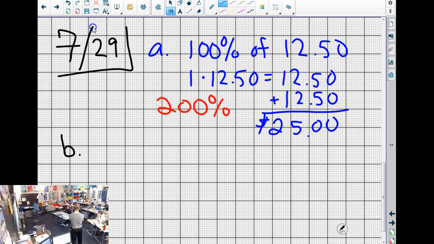How many people have already started this and used 12.50 as the amount? Anybody use 25 as the amount? No? Okay, let's use 12.50 then. We'll go back to the original.